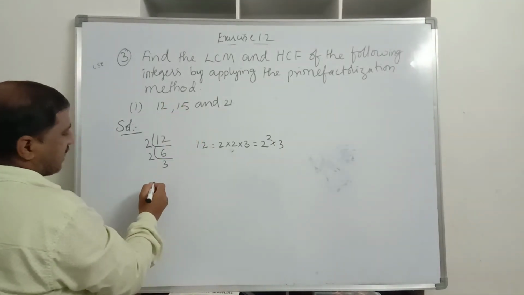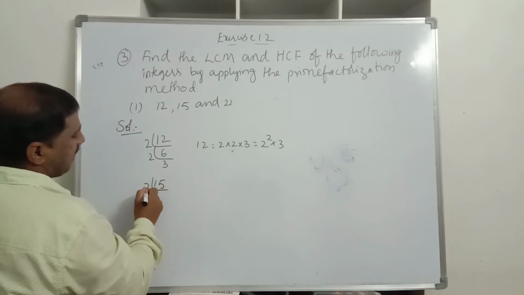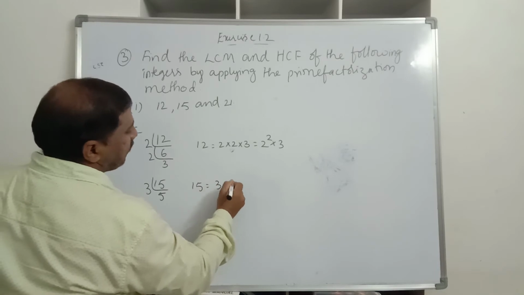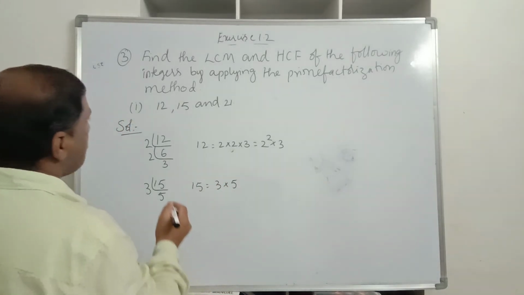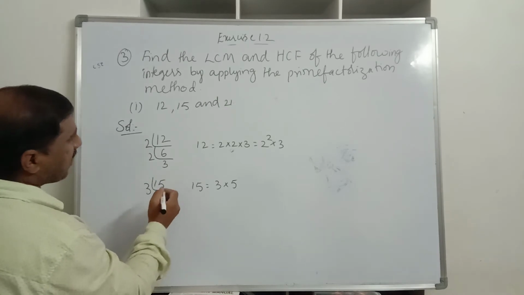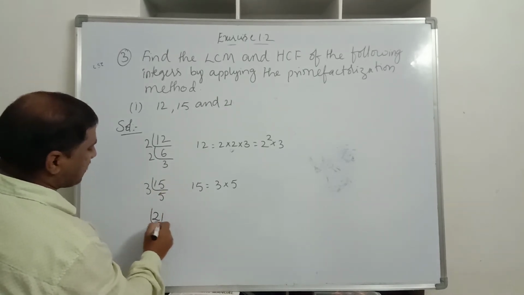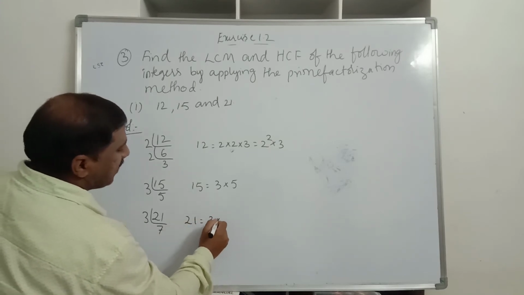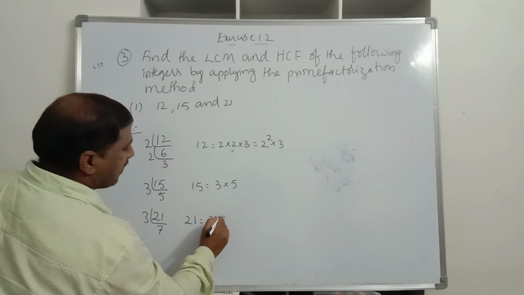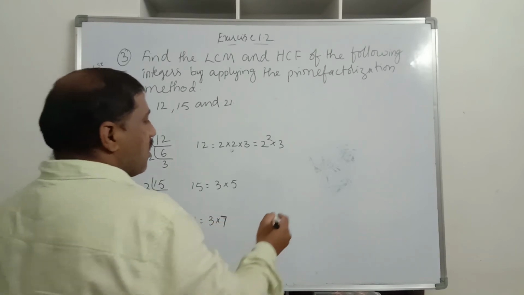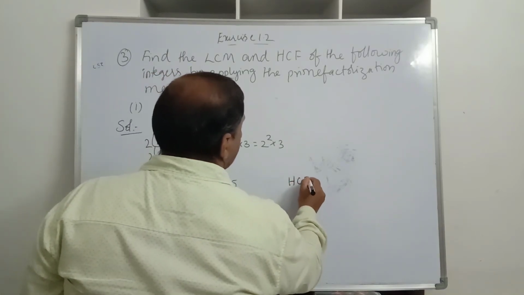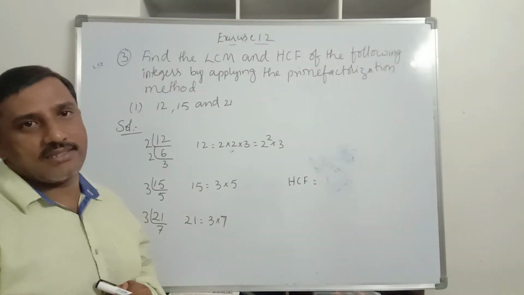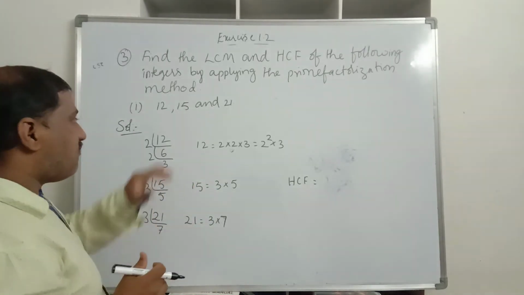Similarly, write the prime factors for 15. 3 5s are 15. So 15 is equal to 3 into 5. Then the prime factors for 21: 3 7s are 21. That is 21 is equal to 3 into 7. Now what is HCF? HCF is equal to the product of the smallest power of common factors. So first identify the common factors for the 3 numbers.